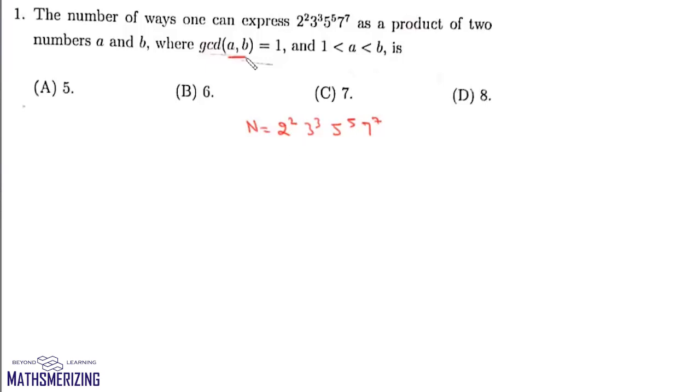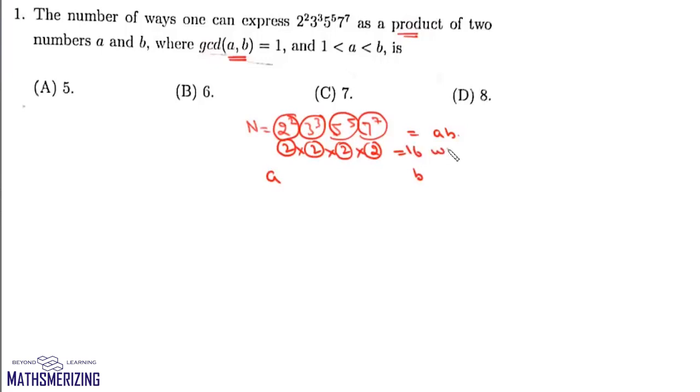Now since GCD of A, B is 1 and we have to express this number as a product of two numbers A into B, so we have A and we have B. Now for this 2 square we have two choices. For this 3 cube we have two choices. For this 5 to the power 5 we have two choices, and for 7 to the power 7 we have two choices. So we can express this n as a product of two numbers in 2 into 2 into 2 into 2, that is 16 ways.